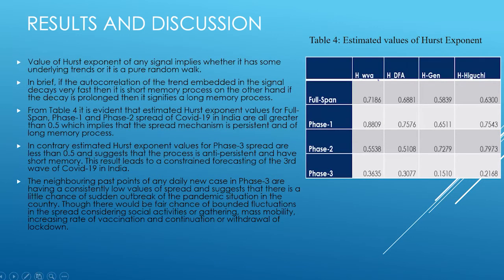Now we have calculated the Hurst exponents with 4 different methods. The value of the Hurst exponent implies whether the signal has some underlying trends or is just a pure random walk. From table 4, it is evident that the Hurst exponents of the full span, phase 1 and phase 2 are greater than 0.5, which implies that the spread mechanism is persistent and a long memory process. On the contrary, in the case of phase 3, it is less than 0.5, which suggests the process is anti-persistent and has short memory. This result leads to a constrained forecasting of the third wave of COVID-19 in India.